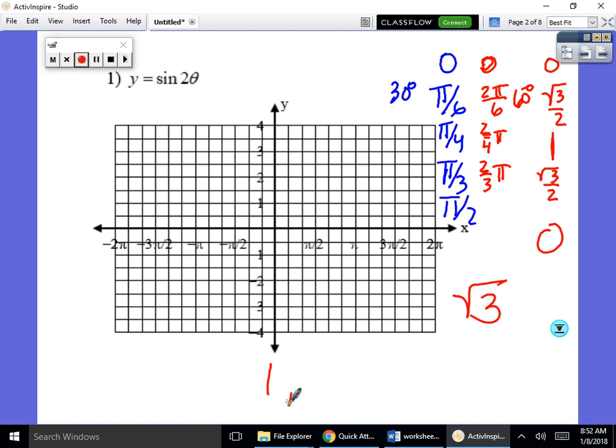1, 4, 9, 16. These are perfect squares. 3 is between what 2 perfect squares? 1 and 4. Okay? It is closer to 4. What is the square root of 4? 2. Again, we're estimating because we're making a rough sketch. Does everyone get that we're estimating? This is not an exact answer.